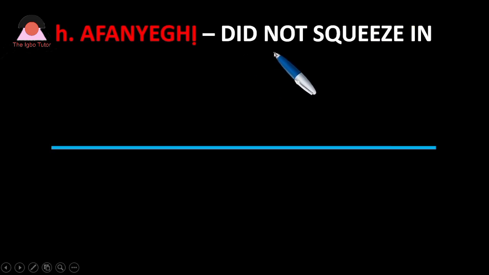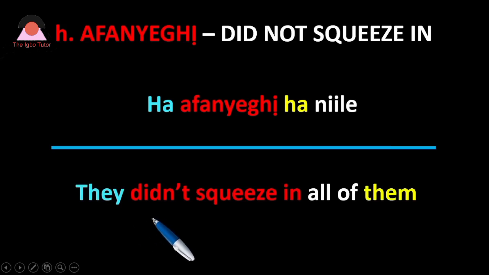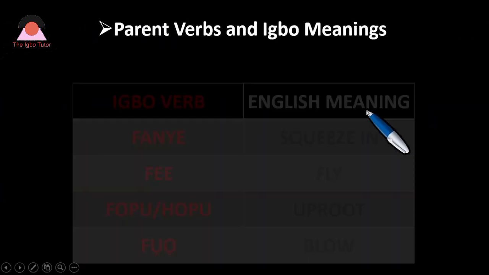Let's go to afanye, a report. Afanye, did not squeeze in. A simple sentence. Ha afanye ha niile. Meaning: it means they did not squeeze in all of them. You can see from the color niile is all of something. Ha niile, ha, them. Okay, they didn't squeeze in all of them. Ha afanye ha niile.